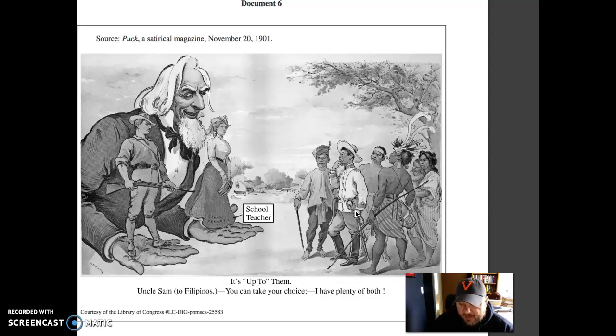As the U.S. kind of said, you can have your pick. Do you want us to come in with guns and take it over forcefully? Or would you like us to do this kind of together, where we're going to educate you and help you out the best we can? So you can either use the school teacher, which is a more peaceful method, or we can bring in soldiers and do it the hard way. So that's kind of what it's saying.